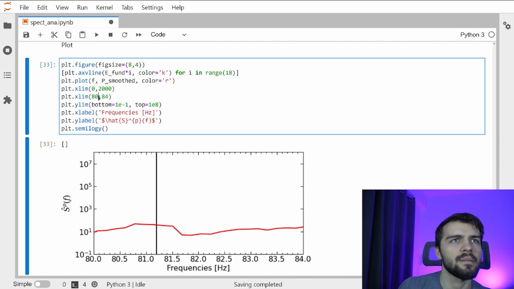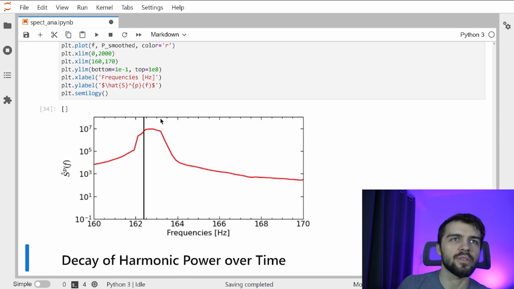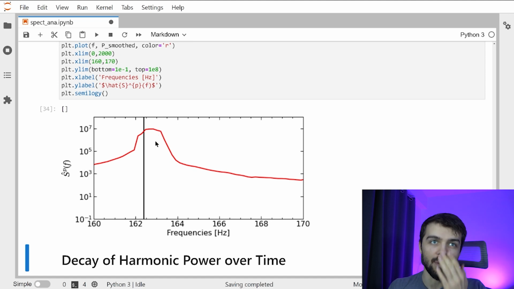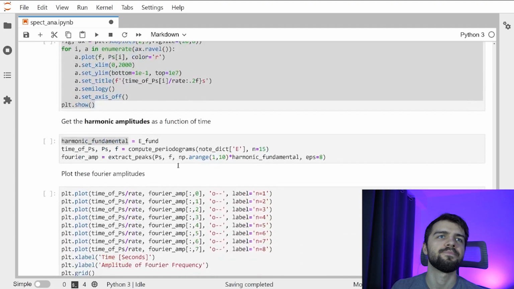That's because I'm missing my first harmonic, so I'll go 160 to 170-ish. Right, so this is for the muted E, and you can see that there's actually power at all these notes sort of surrounding it. So I would really want to take the contribution from all these values.